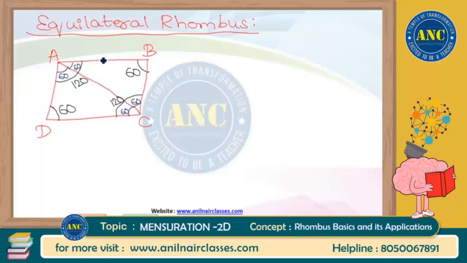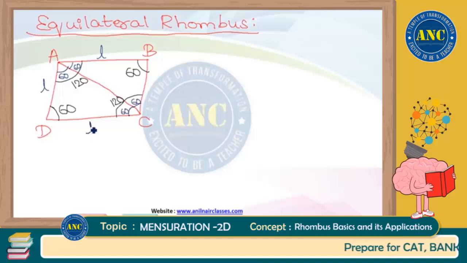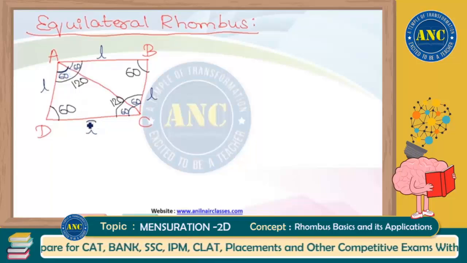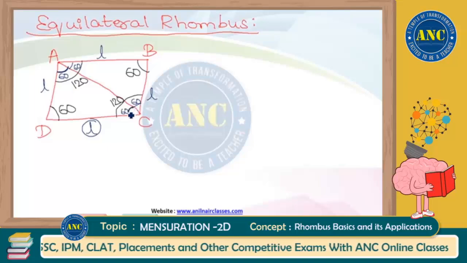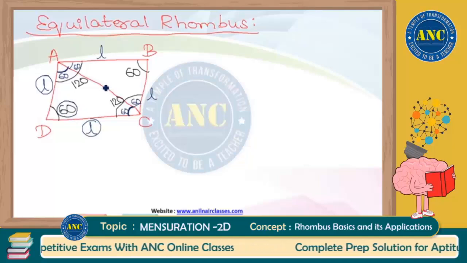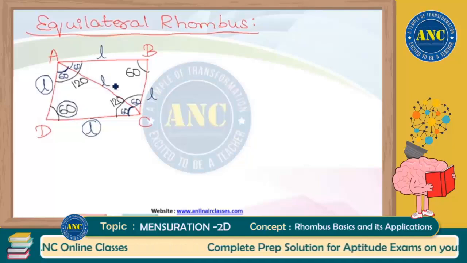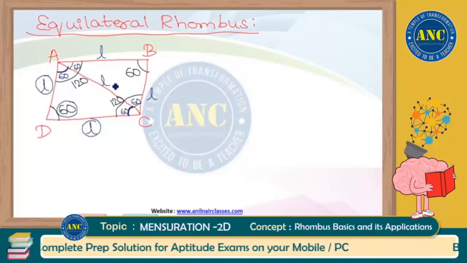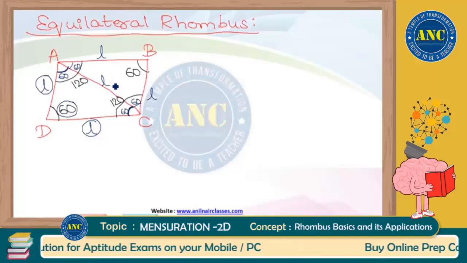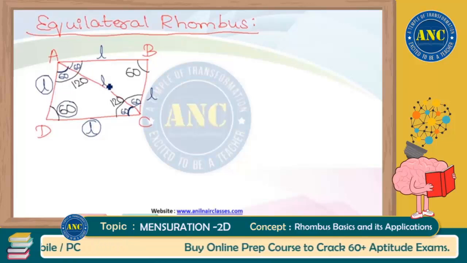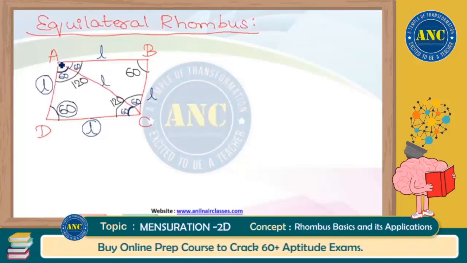That means if all the sides of a rhombus are L, now can I say, think logically, opposite to this 60 degrees, the side is L. Opposite to this 60 degrees also, the side is L. That means an equilateral rhombus is nothing but a rhombus where one of the diagonals is L. That means AC value is L.